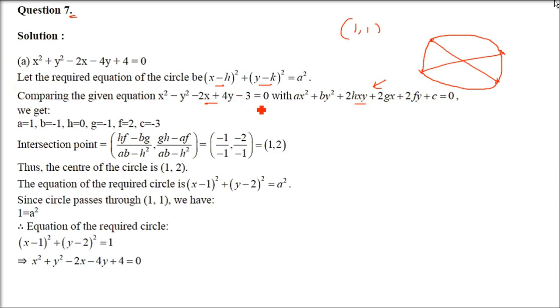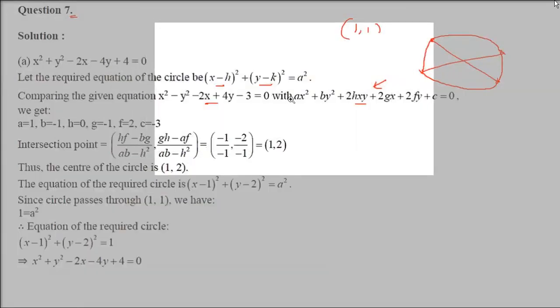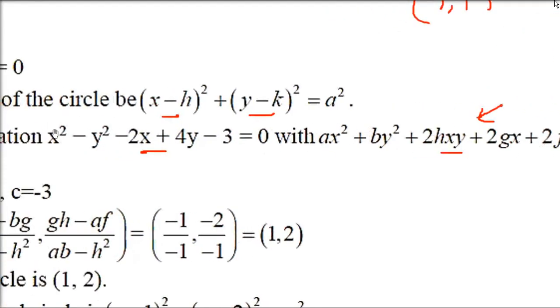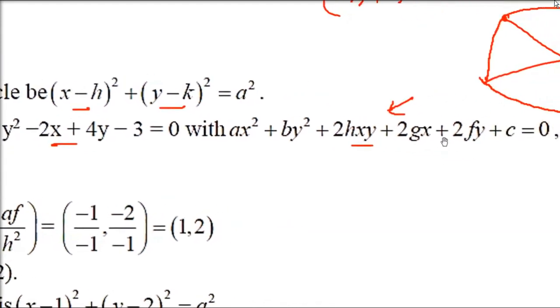So if you see here, a is x square and ax square, that is, a is 1. Minus y square and plus by square, b is minus 1. Minus 2x equals 2gx, so you get g. 4y with 2fy, you get f. The constant is minus 3, that is c, the last one.